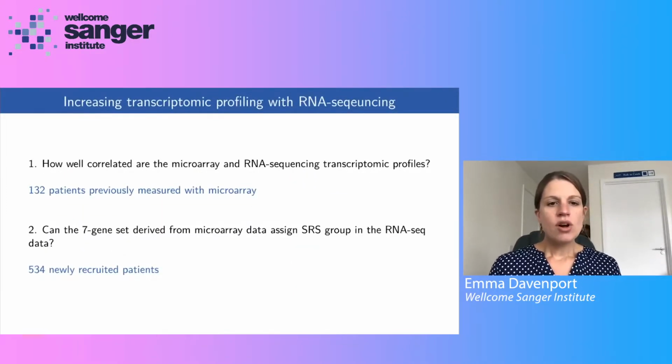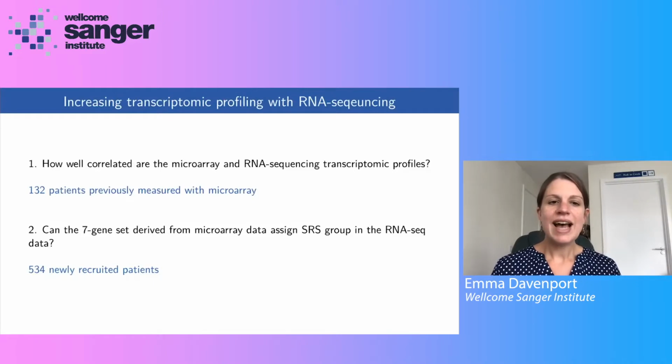We've got a cohort now of over 1,000 individuals that have been recruited. And as I mentioned, we've got microarray data for around 500 of these. So we've recently increased our transcriptomic profiling, and this time we've switched to RNA sequencing, which is giving us some additional information to what the microarray has available. We have two particular questions that we're interested in answering initially with this new RNA sequencing dataset.